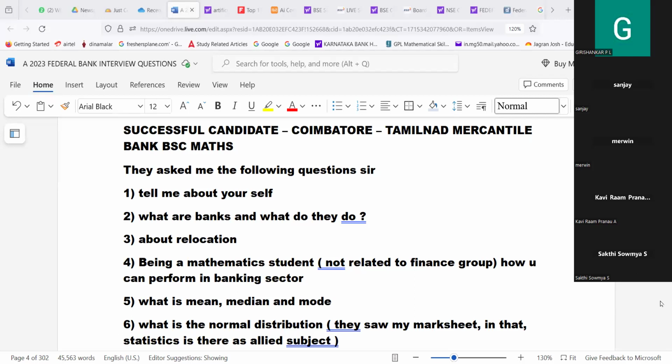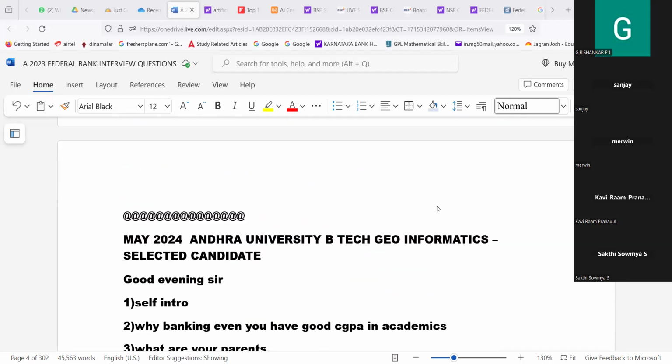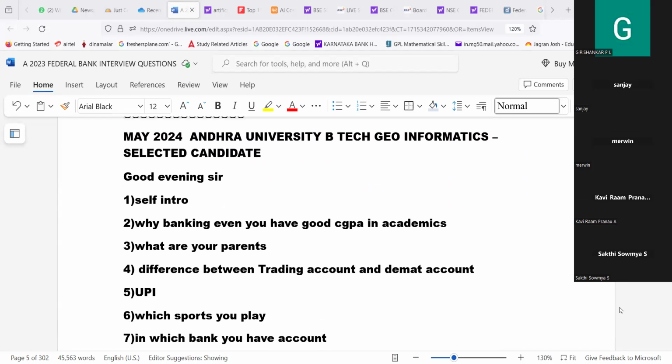Sir, a successful candidate, Coimbatore, Tamil Nadu, Mercantile Bank. Acha. No, this is not required. This is what we have already studied. We will go for this.